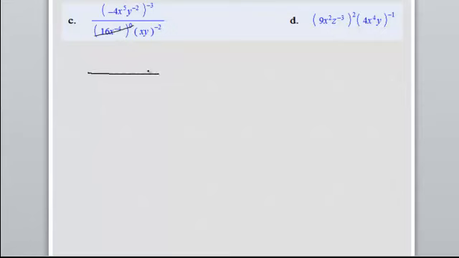Okay, so let's rewrite everything first. xy, once we move it, the exponent becomes positive. Then -4, x to the 5th, y to the -2. But once we move all of that, the 3 becomes positive. So let's take care of these exponents on the outside of the parentheses. This would become x squared, y squared.